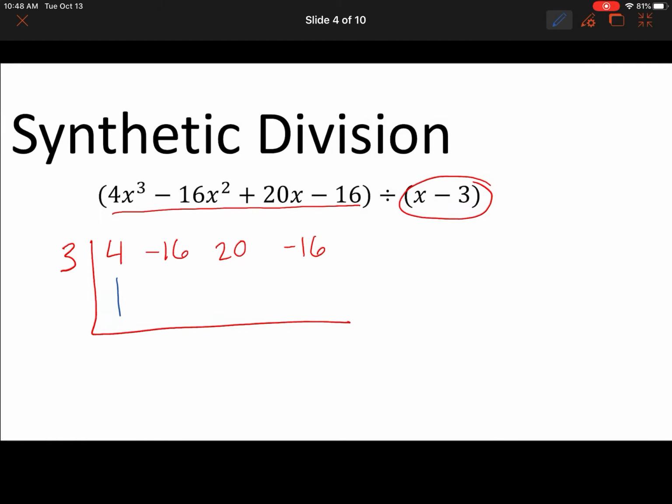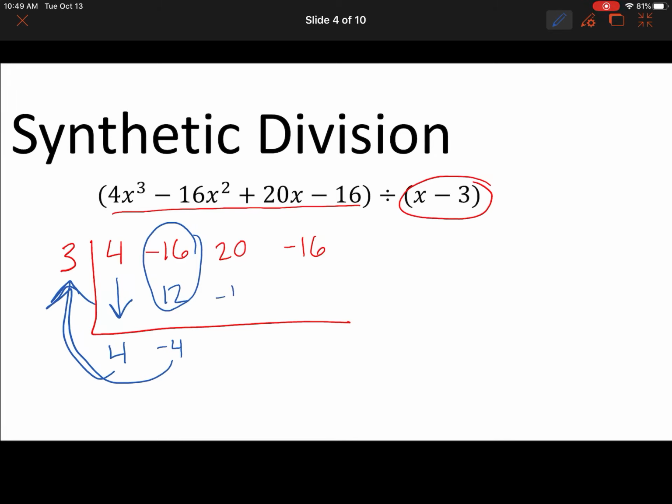Okay, next piece. I'm going to start my division. And remember, this first term always just comes straight down to the bottom. We don't do anything with it except bring it straight down. And then we start multiplying 4 times 3, which is 12. That goes in the next column. And then I add those terms together, which gives me negative 4.